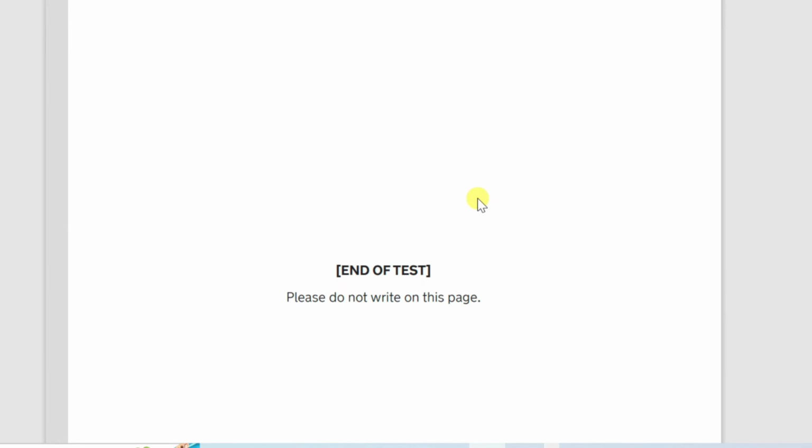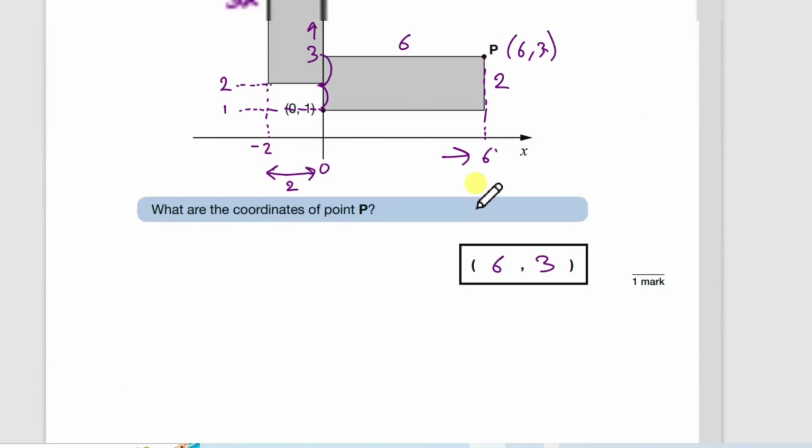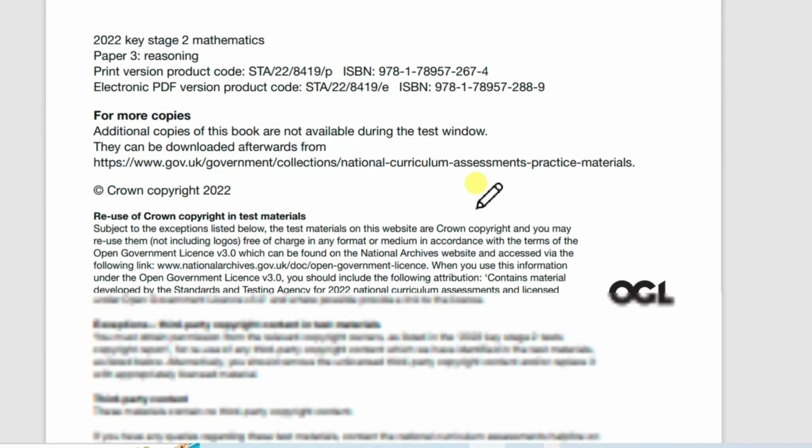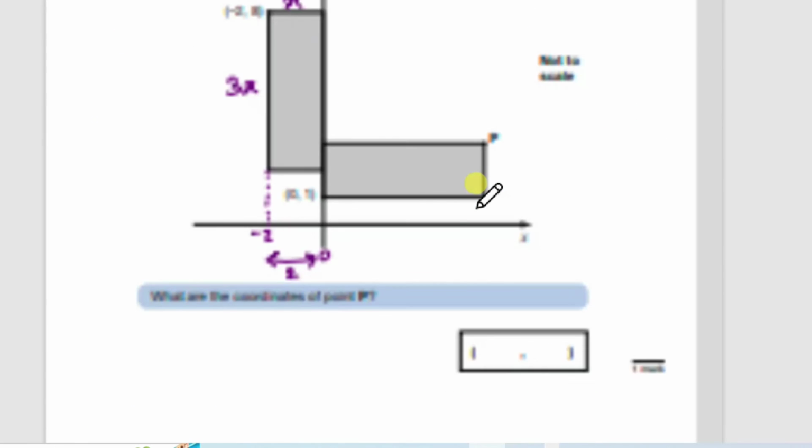Okay, and that's it. That's the end of the test. Wow, 21 questions. Yeah, that's actually shorter than the other ones. Usually you have 25 or something. That's it. That's good.